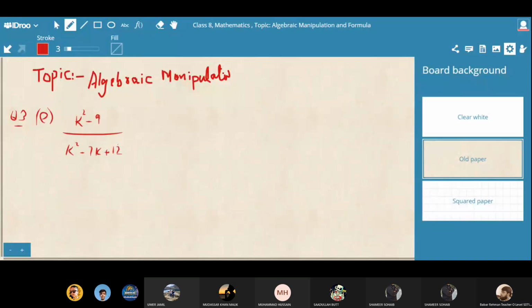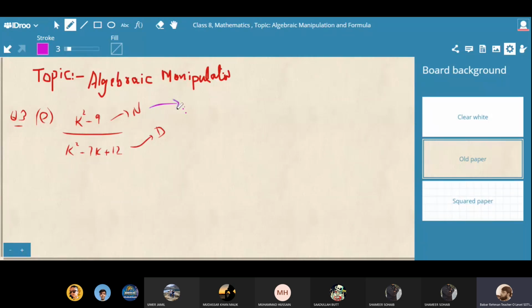Okay, now this is the question. Now I'm asking what we are going to do. Can any other student tell me which identity can be applied in the numerator and what will we do with the denominator? Yes, student. Sir, in the denominator we will do middle term breaking. Okay, in the denominator we will do middle term breaking.